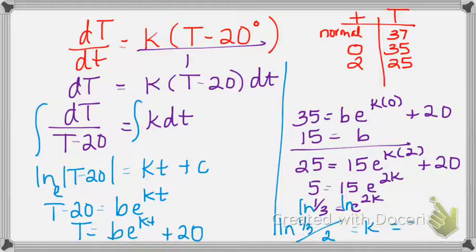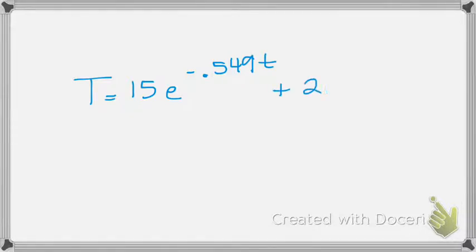And you get negative 0.549. Keep that whole thing in the calculator. You'll need it. So now we have the equation T equals 15e to the negative 0.549t plus 20.